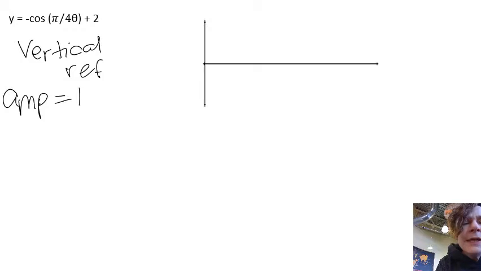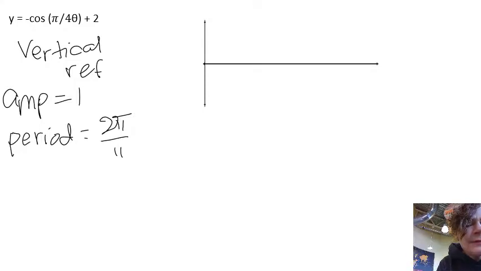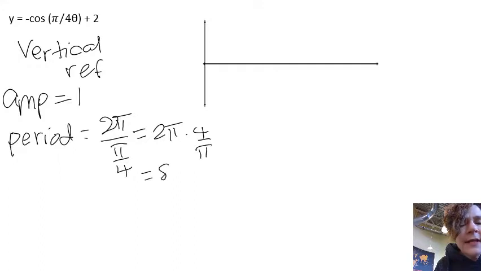I see my b multiplier there, that pi over 4, so I know that's going to give me a period change. My new period is going to be 2 pi divided by pi over 4, so divided by my b value. And I know that dividing by pi over 4 is the same as multiplying by 4 over pi, so I can simplify that as 2 pi times 4 over pi. My pi's cancel, and my new period is 8, so it doesn't involve pi, which is kind of unusual.